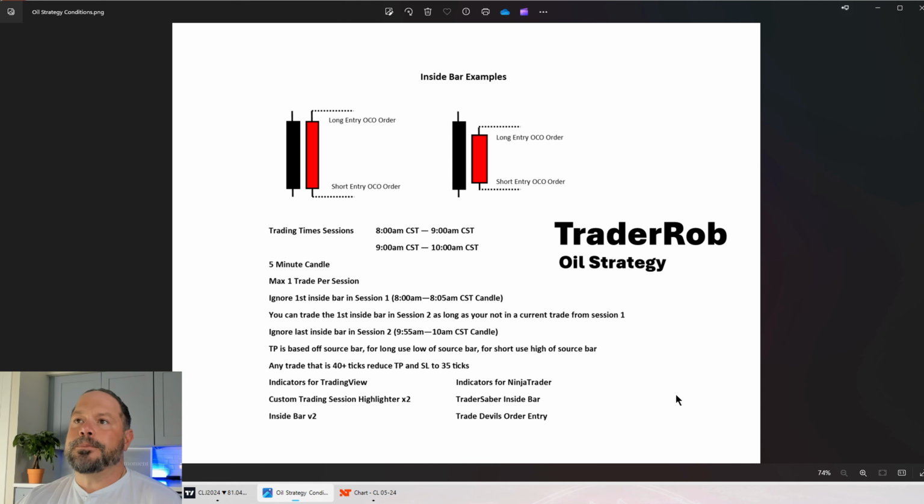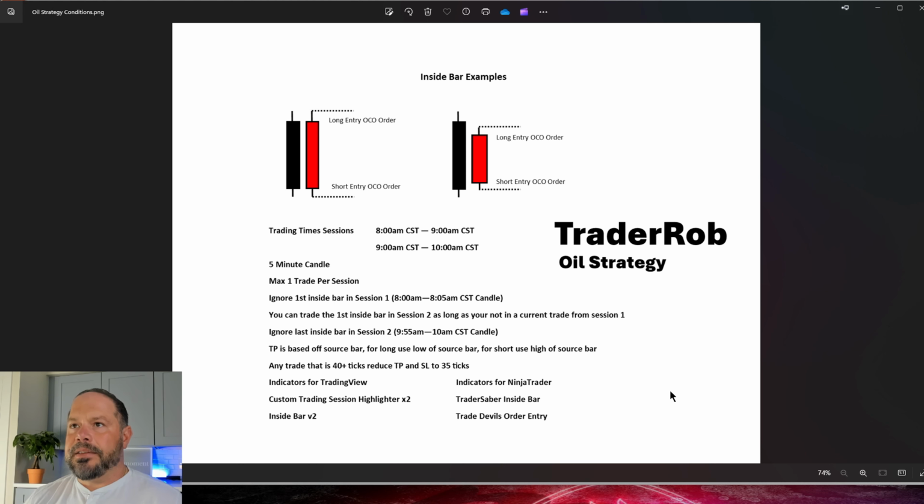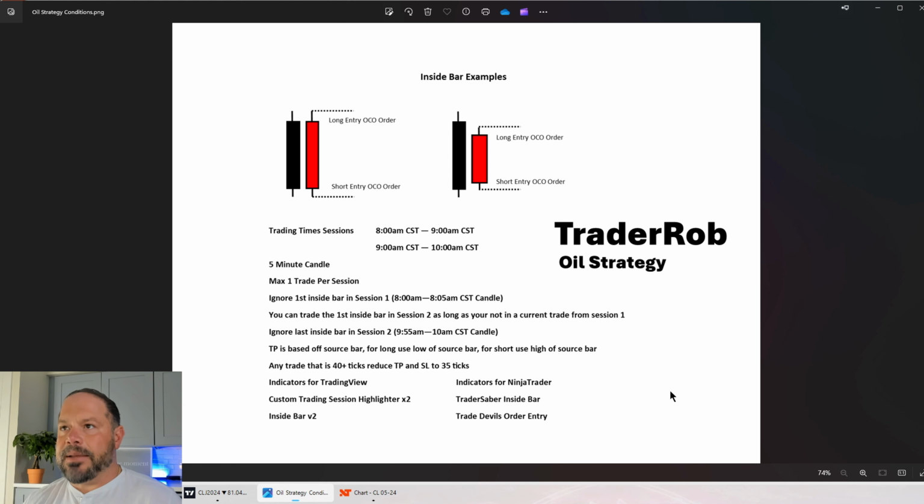Okay, so there are two sessions in oil that I look at. Session 1 is from 8 in the morning to 9 in the morning Central Time. The second session is from 9 a.m. to 10 a.m. Central Time. I am only allowed to take one trade per session, and it's the first setup that occurs. I'm going to go over all of the rules and conditions, and I'm going to give you guys examples.